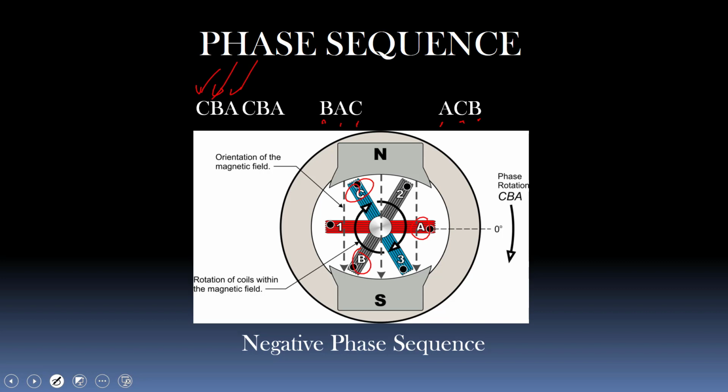So let's just sub that in there. So once again, instead of it being ABC, like positive phase sequence, we now would say it's CBA. And so if I were to have this phase sequence, we call that negative phase sequence.